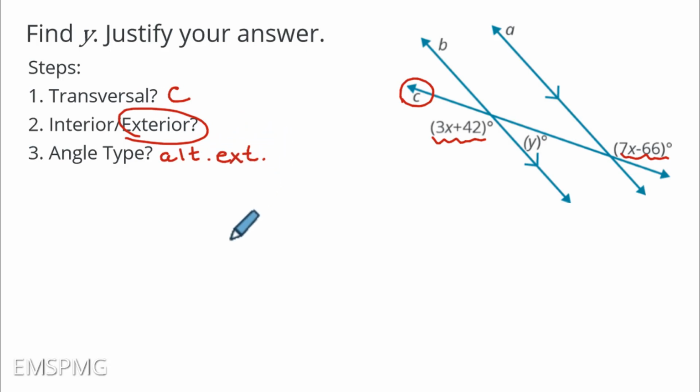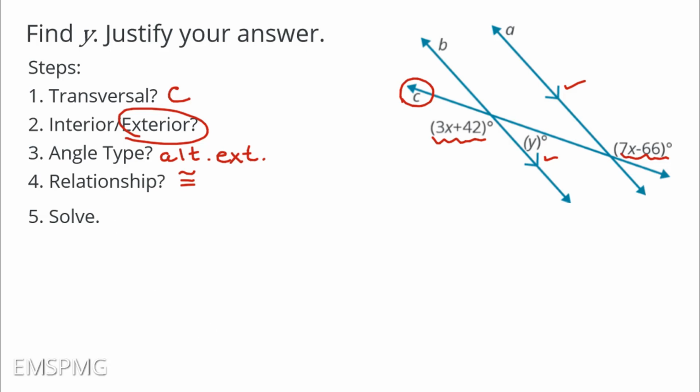Since these are alternate exterior angles, the next question is, what is the relationship for alternate exteriors? Alternate exteriors are always congruent. That's by the alternate exterior angle theorem. They're congruent, but remember, it's not always. It's only if the lines are parallel, and we see that our lines are parallel here. So last but not least, now we're going to set up an equation and solve it.